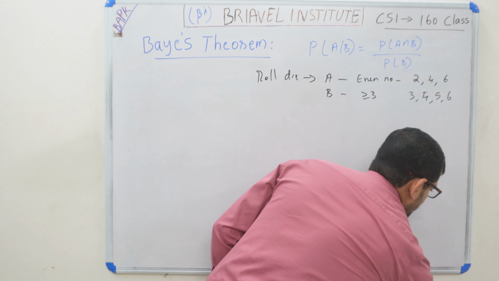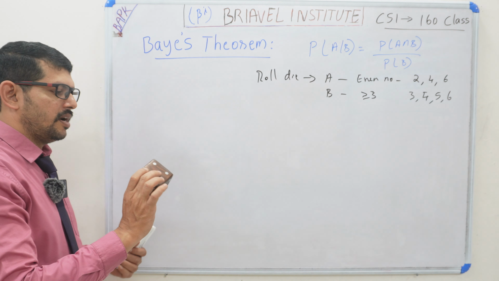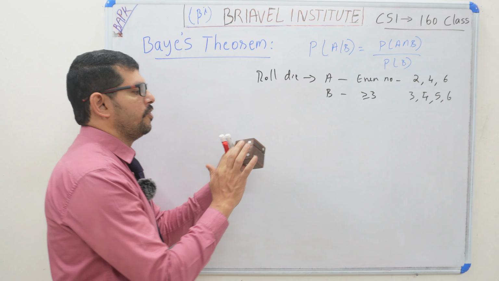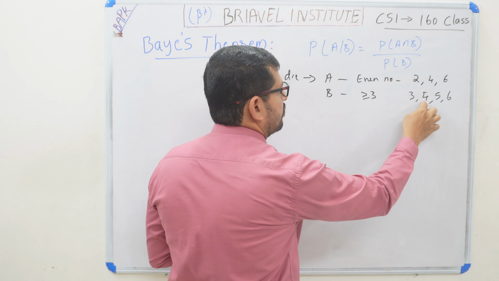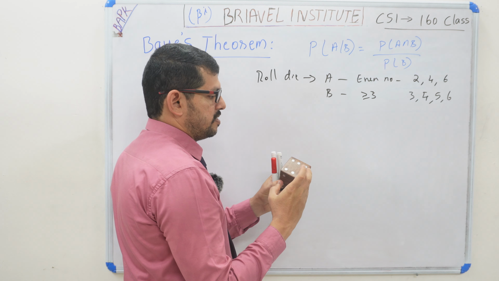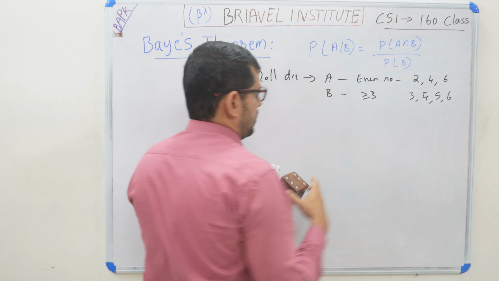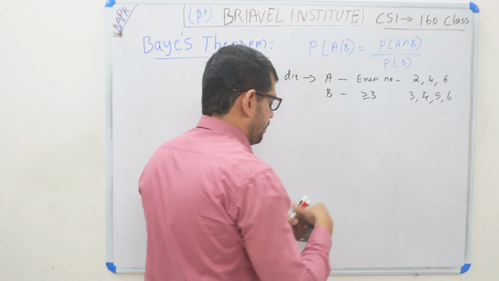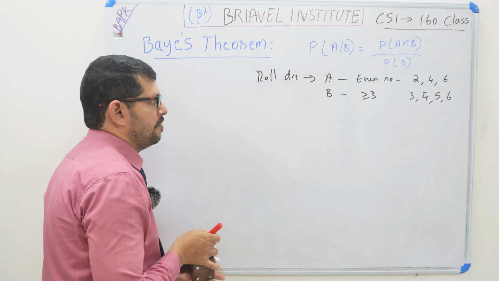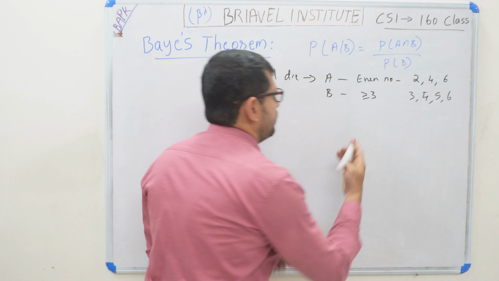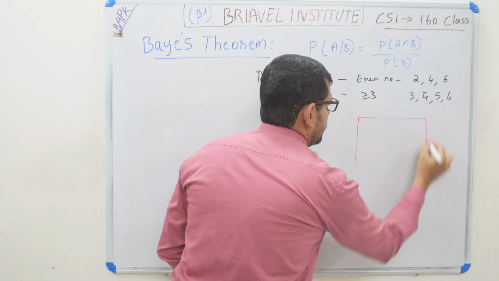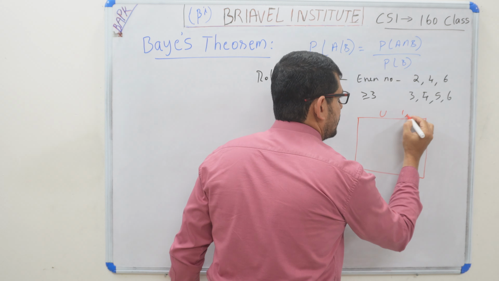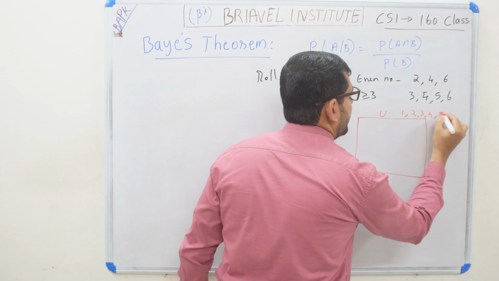Here I have a single die that I am throwing. If I get 4, it will be in both events. If I get 6, it is also in both. And if I get 1, it is not in B. My universe is rolling the die. So this is my universe. And what are the samples? 1, 2, 3, 4, 5, 6.